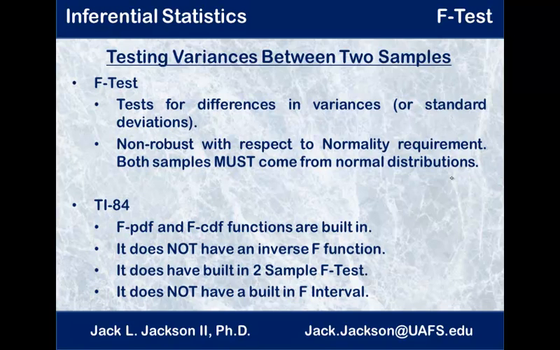So if you have a distribution that's not exactly normal, but it's kind of close, the t-test is going to work out pretty well, and the t-interval is going to be pretty close to what it really should be, even if the normality requirement is not 100% satisfied. But if it's pretty close, you're fine. But in this case, the F-test is very, very sensitive to this, very much non-robust.